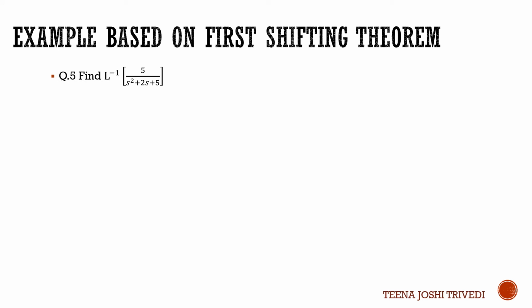Find Laplace inverse of 5 upon s square plus 2s plus 5. So we have to convert this denominator part into a perfect square. For example, we have to convert this s square plus 2s plus 5 into a whole square. So how can we convert? You just divide the coefficient of the s term by 2. So it will be 1. So this is the whole square of s plus 1 with the same sign. Here we have a plus sign. So it will be s plus 1 whole square.